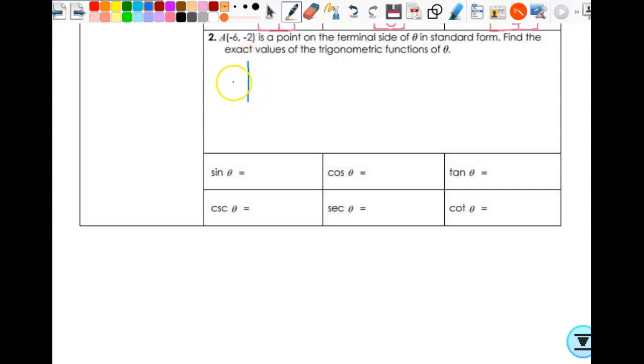Okay, so it should look like this. -6, -2 is over here. So -6, -2. My x value is -6. My y value is -2. I need to find my r value, which will be positive. So I'm going to have -6 squared plus -2 squared equals r squared.